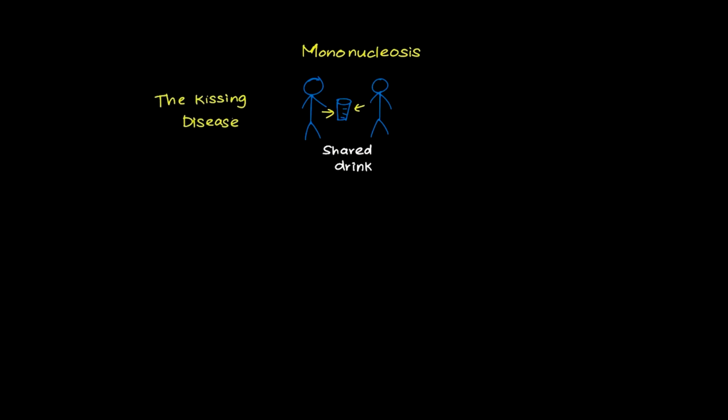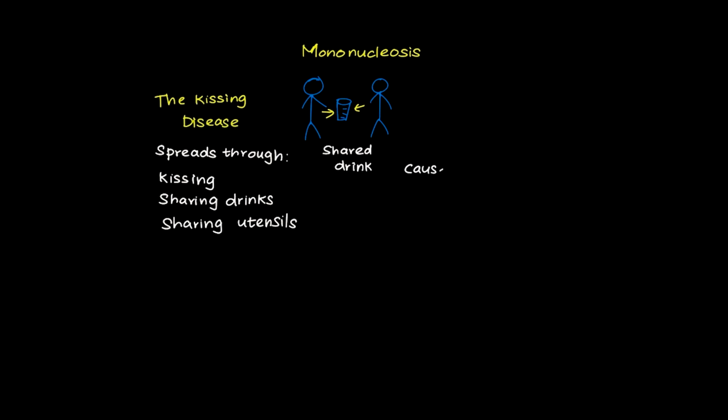A college student gets mononucleosis after sharing a drink with an infected roommate. The illness has a nickname related to how it spreads. How is mono transmitted? Through saliva. Mononucleosis is called the kissing disease because it spreads through saliva. Kissing, sharing drinks, sharing utensils, or anything that transfers saliva from one person to another.